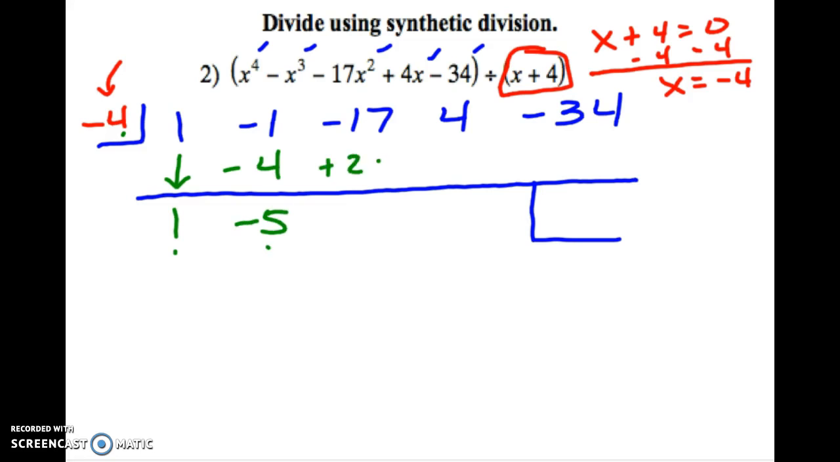-5 gets multiplied by the number in the box of -4. That should give us a +20. -17 plus 20 will give us 3. 3 is down the bottom, so it gets multiplied by the number in the box of the -4. 3 times -4 will give us -12. 4 minus 12 will give us -8. -8 times -4 should give us a +32. And -34 plus the 32 will give you a -2 for a remainder.